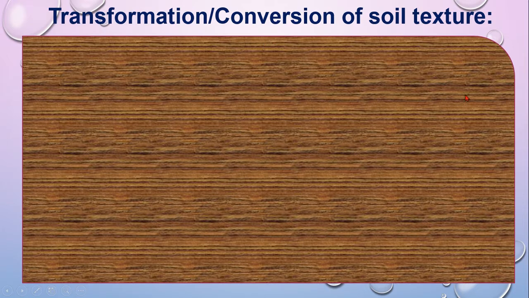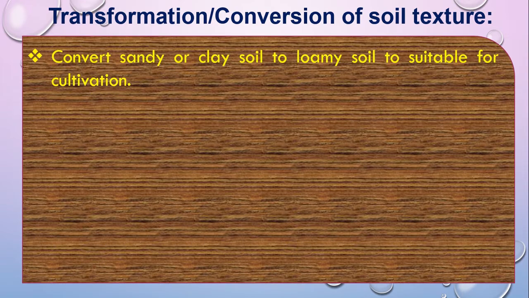Now the point is transformation, or conversion, of soil texture. That means sometimes if you find that the soil is not good for a crop, we can convert that soil into loamy soil, because we know that loamy soil is the best for all types of crop cultivation. So convert sandy or clay soil to loamy soil to make it suitable for cultivation. This is the important thing I am talking about.